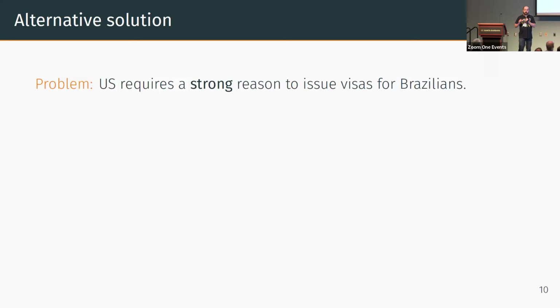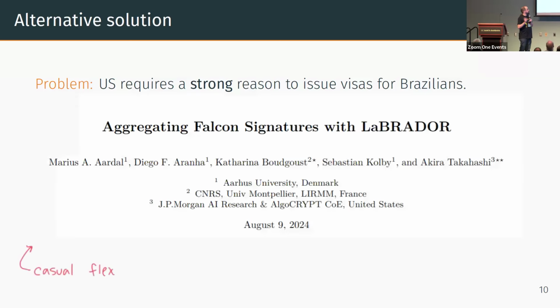So the problem is that a US visa is not easy to get, right? You might need a very strong reason to go to the US. And especially for Brazilians, it's not just like, I want to attend the conference. In many cases, you need to have a paper accepted at the conference. You might even have to present the paper during the visa interview.